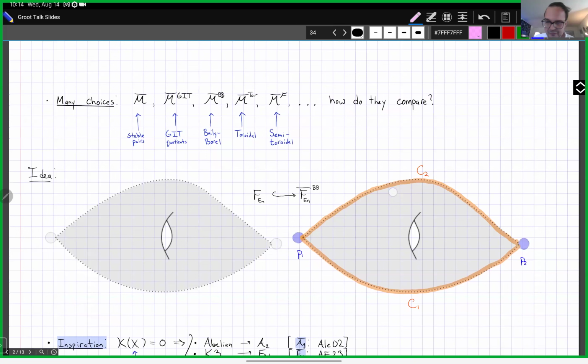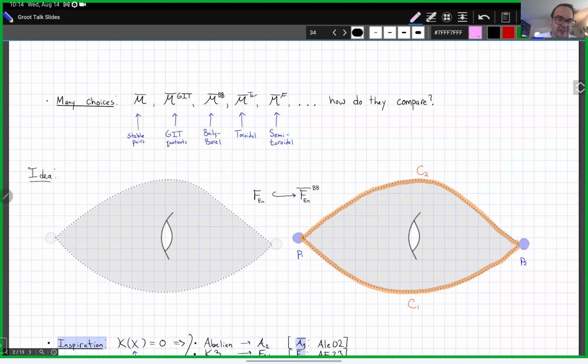So I just want to say a little bit about how you should think about this Bailey-Borel compactification, since this will show up a little bit later. The idea is, in this case, I have a moduli space of Enriques surfaces, so unpolarized. This is one of the spaces that appears in our work. And you imagine this space as some kind of open variety, which is missing a boundary. So here I have a boundary missing from that.